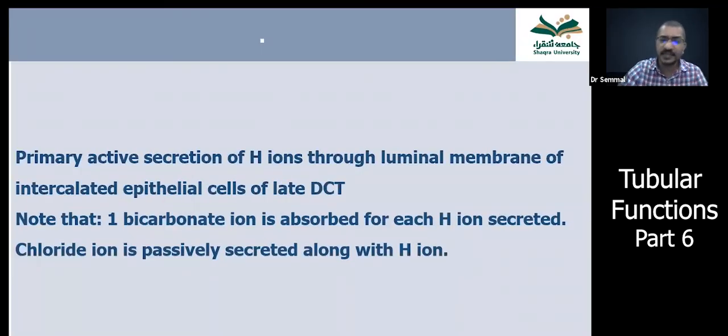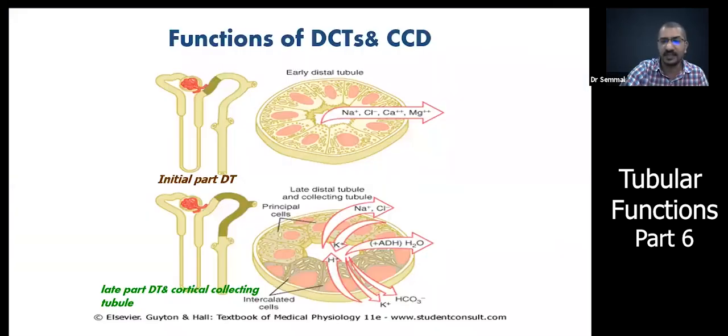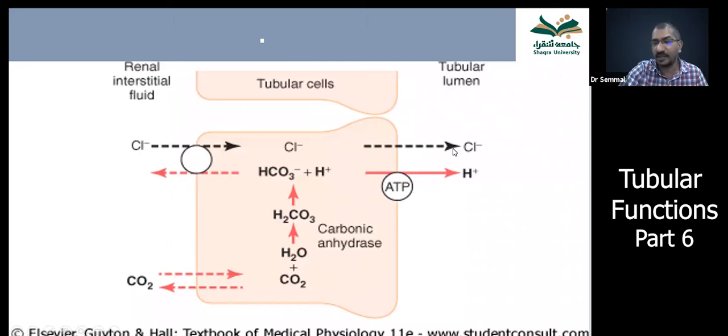The primary active secretion of hydrogen occurs through the luminal membrane of intercalated epithelial cells of the late distal convoluted tubule. Note, for each hydrogen ion secreted, one bicarbonate ion is absorbed. So chloride ion is passively secreted along with the hydrogen ion, which we have seen in this diagram.